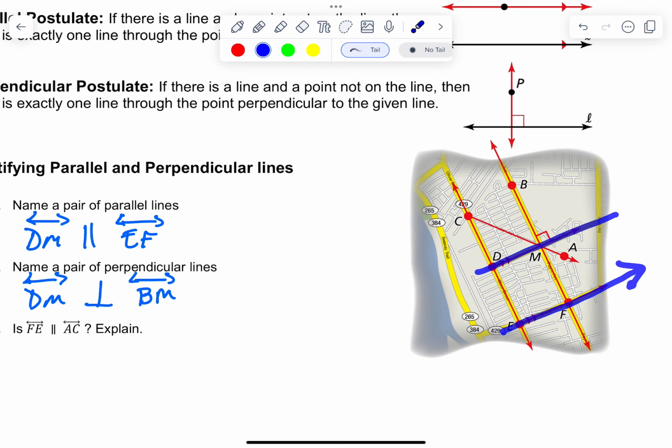So since M is on both of these lines, DM and CA, this line DM is the only line that can possibly be parallel to EF that goes through point M. That's what the postulate says. M is a point not on this line, so there can only be one line that goes through it that is also parallel. So we could use that postulate also as proof, as evidence that CA cannot be parallel.